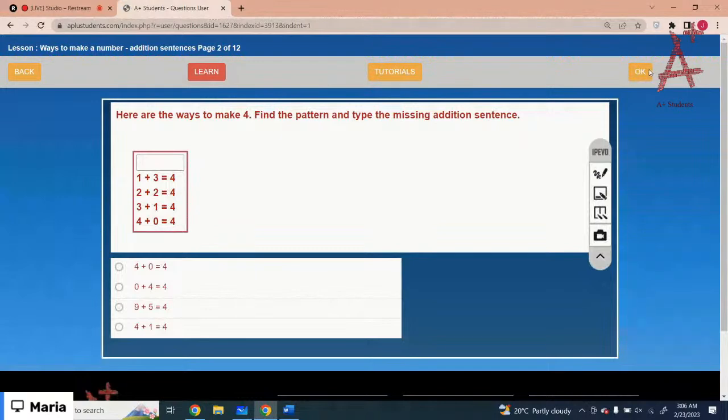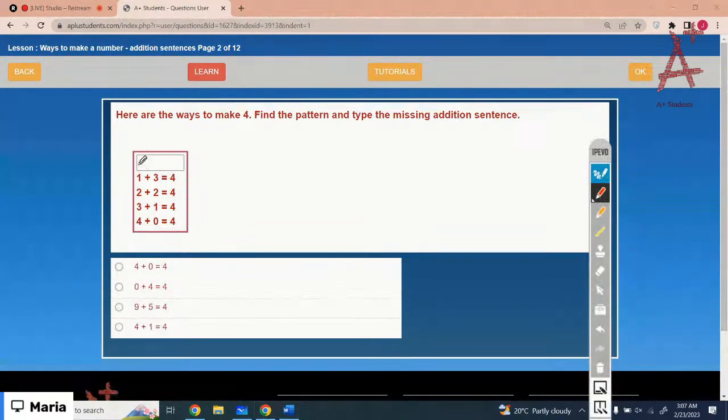Here are the ways to make 4. Find the pattern and type the missing addition sentences. Okay, so start from this one. We'll look at the first numbers 4, 3, 2, 1. For each sentence above this, the first number is decreasing by 1. Got it? 4 minus 1 is 3. 3 minus 1 is 2. 2 minus 1 is 1. The next one is 1 minus 1, 0.